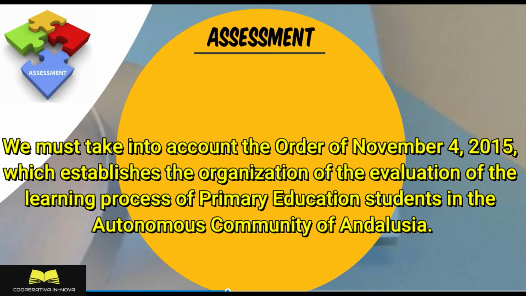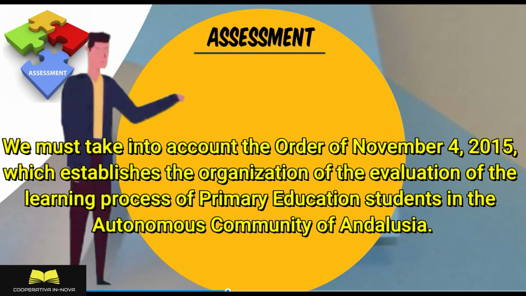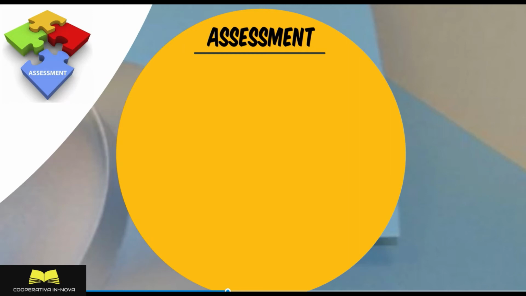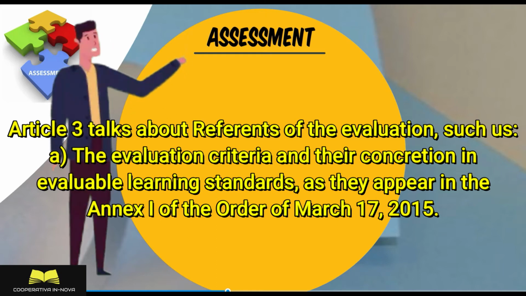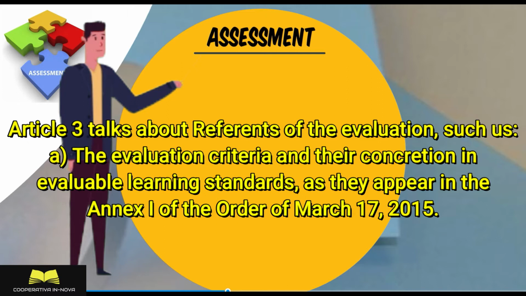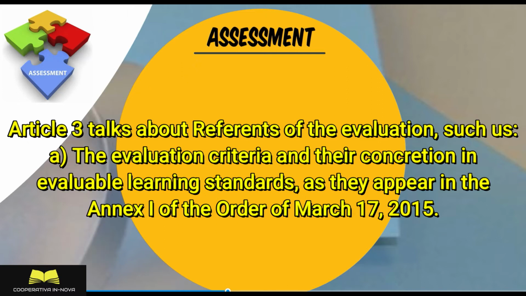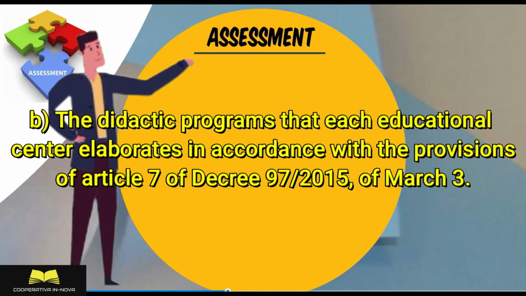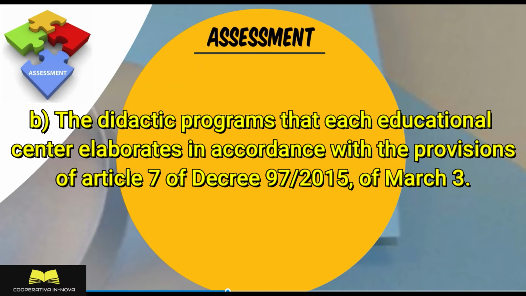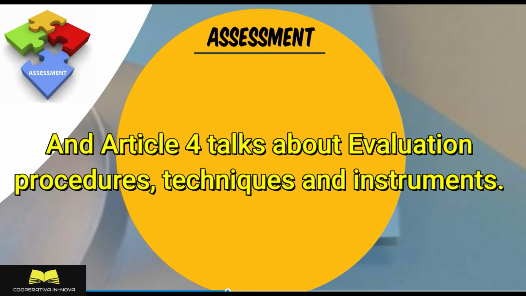We must take into account the order of November 4, 2015, which establishes the organization of the evaluation of the learning process of primary education students in the Autonomous Community of Andalusia. Article 3 talks about reference of the evaluation, such as a. The evaluation criteria and their concretion in evaluable learning standards, as they appear in the Annex I of the Order of March 17, 2015. B. The didactic programs that each educational center elaborates in accordance with the provisions of Article 7 of Decree 97/2015, of March 3. And Article 4 talks about evaluation procedures, techniques, and instruments.